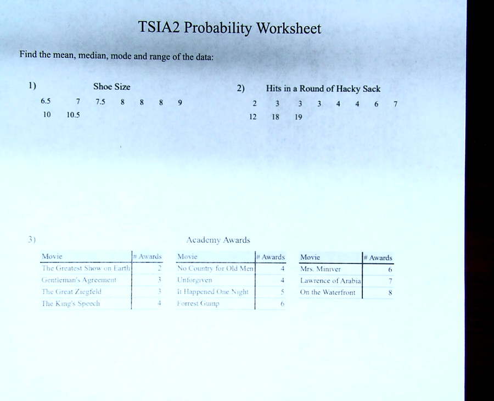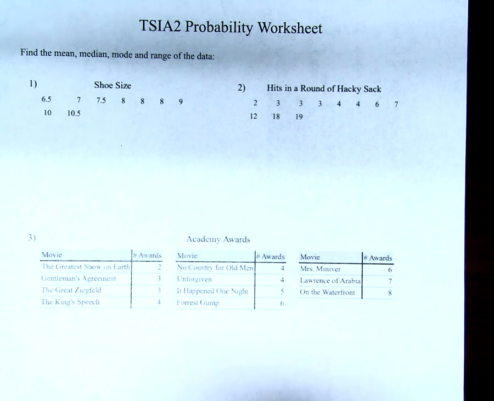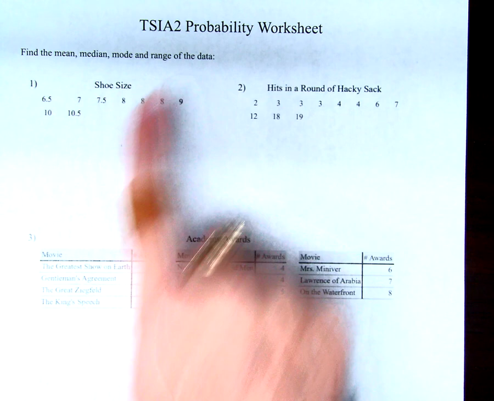Okay, so I have this worksheet for you, and it's actually going to, well, I almost said kill 2 birds with 1 stone, but I don't want to kill any birds. We can just do 2 things at one time. How about that? Because the directions say find mean, median, mode, and range, right?